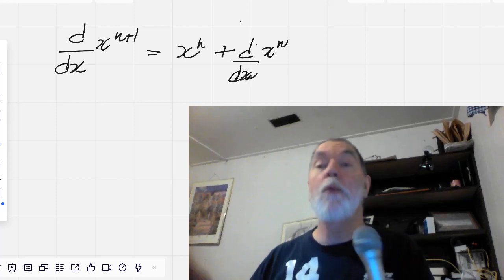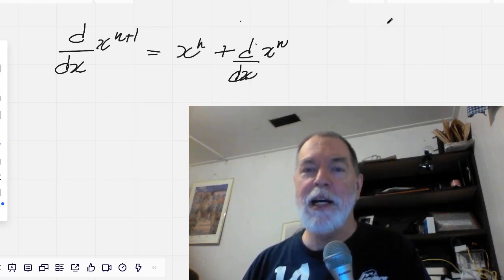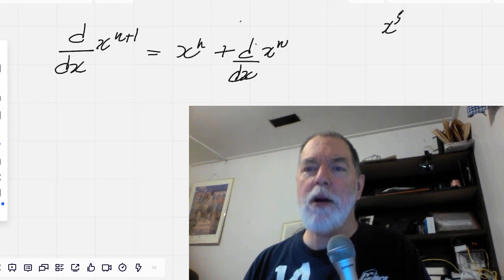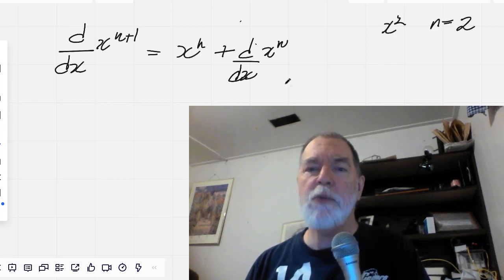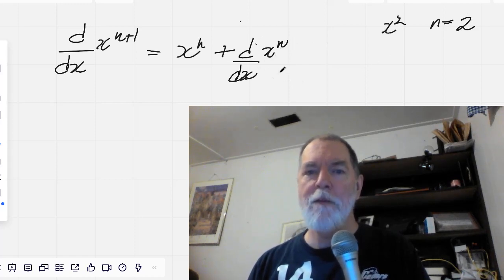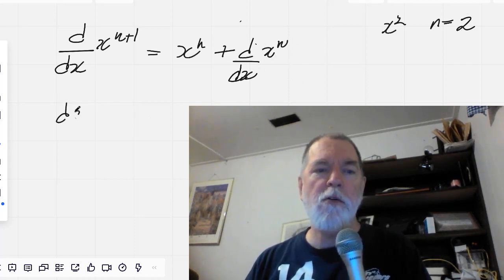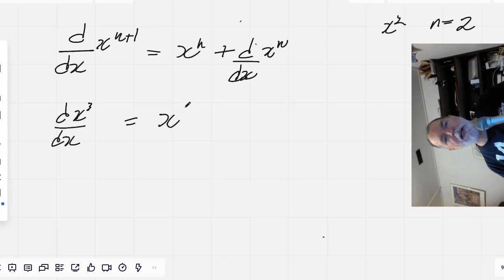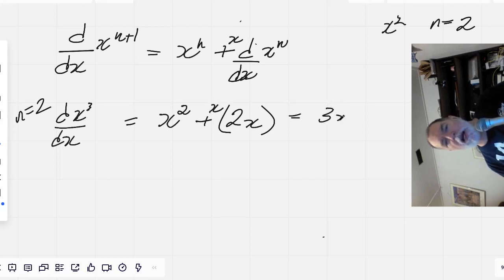So where does it all end? Well, it all ends at x squared. That is n equals 2, doesn't it? Because we've got the derivative of x squared. So if we want to do x cubed, that would be x squared, because n is 2 in this scenario. That would be x squared plus d by dx of x squared, which we determined previously is 2x. And I'm sorry, this has to be all multiplied by x times x, and that equals 3x squared.